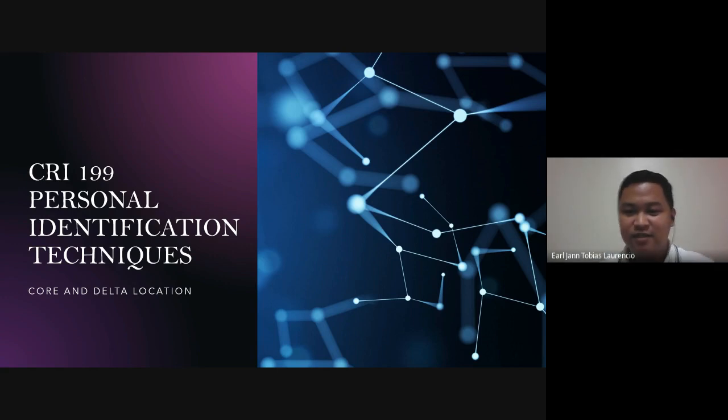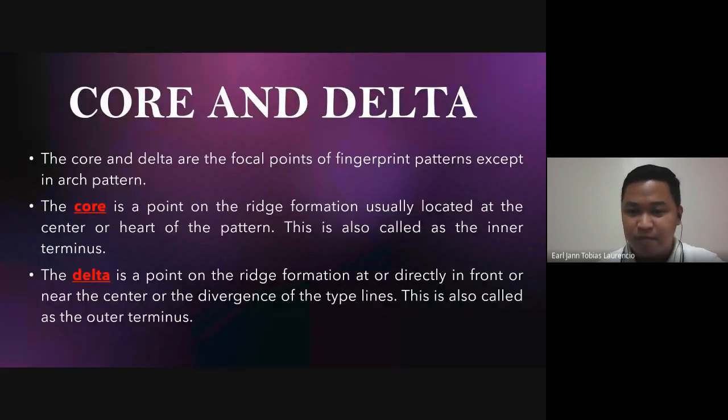So for this session, we will be discussing the rules of core and delta location. Okay, without further ado, let us start our discussion. So let us first define what is a core and what is a delta before we move forward to the rules on how to locate the core and the delta of the pattern.